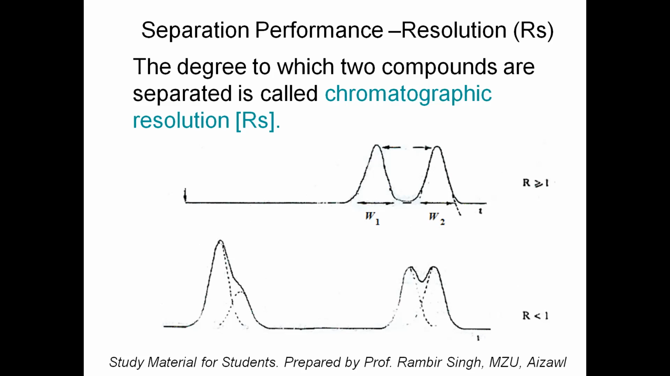So generally an expert chromatographer tries to change the what? The mobile phase. Try to change the mobile phase.